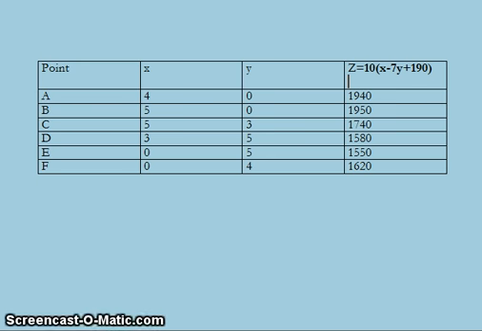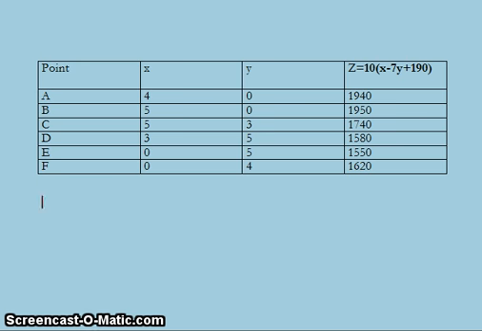Point C has the coordinates (5, 3) and thus the value of the objective function is equal to 1740. Point D has coordinates (3, 5) and the corresponding value of Z is equal to 1580. Point E has the coordinates (0, 5) and Z is equal to 1550. Similarly for F, whose coordinates are (0, 4), the value of the objective function is equal to 1620. Thus we see that the objective function is minimum at 1550 at point E, whose coordinates are (0, 5).